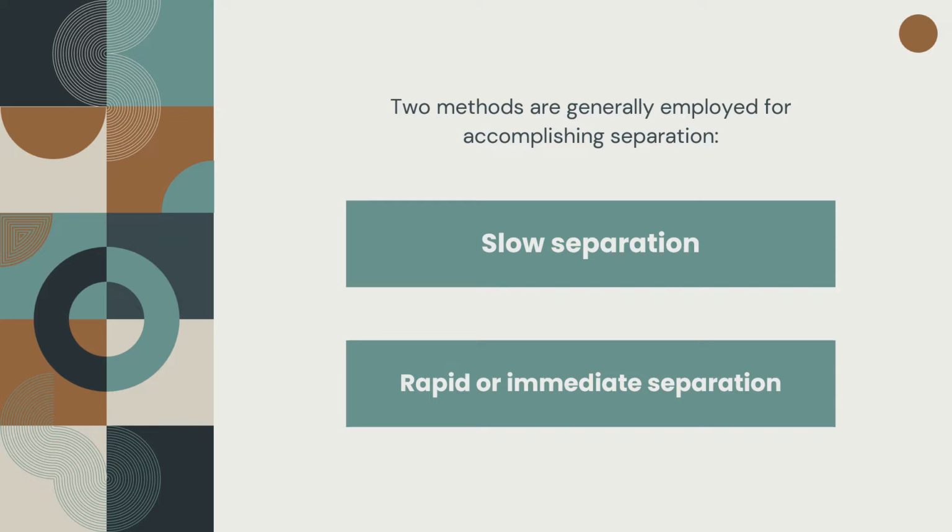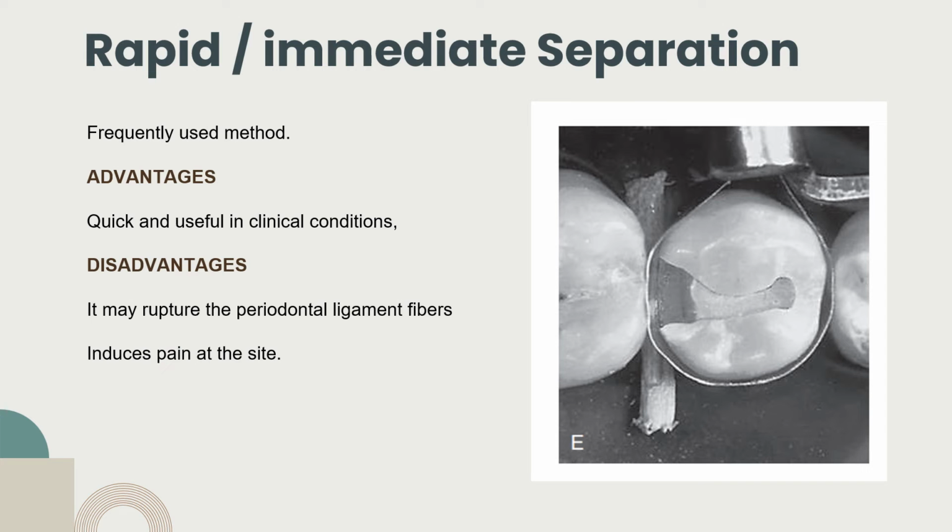There are generally two methods accomplished for tooth separation. They are slow separation and rapid or immediate separation. Coming to the rapid or immediate separation, it is the most frequently used method as it is quick and useful in clinical conditions. But it has some limitations, such as it might rupture the periodontal ligament fibers, and there are also chances that it might induce pain at the site.